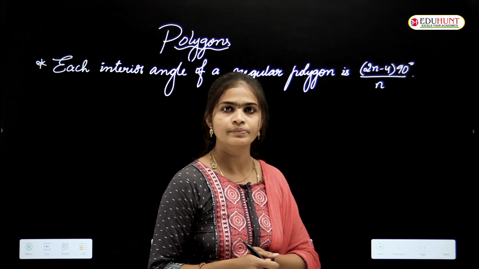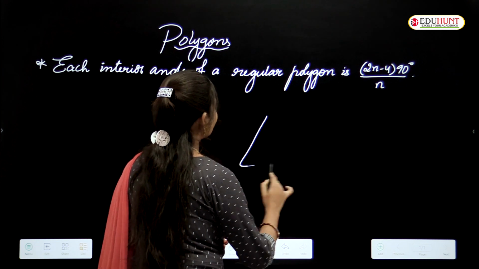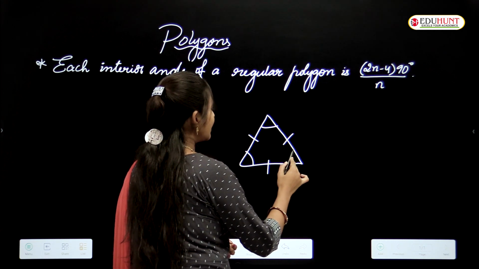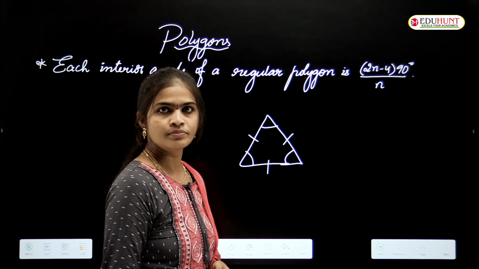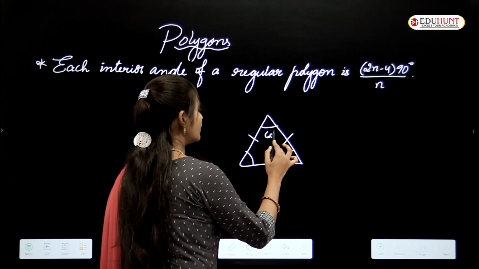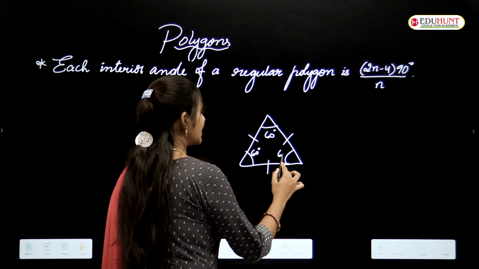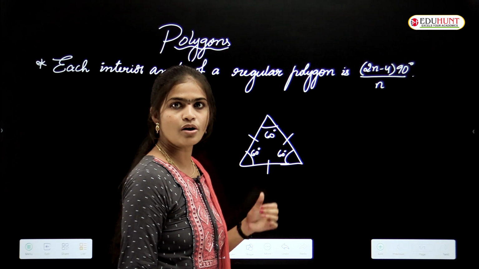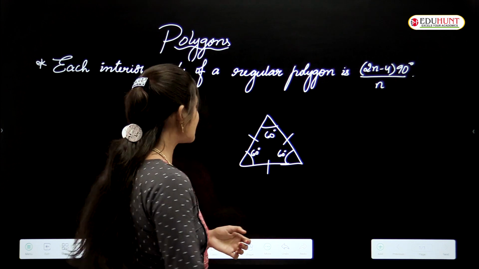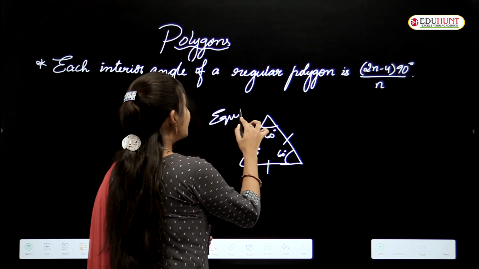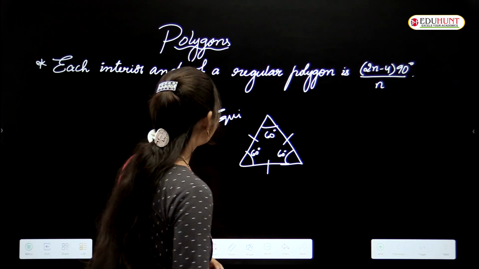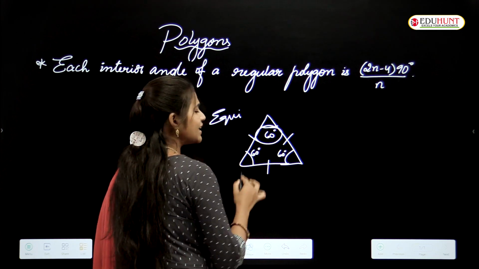So each angle is equal to how much? How can we say? For example, in an equilateral triangle all sides are equal, and we are saying that all angles are also equal. We know that each angle is equal to 60 degrees, no? Why? Because all sides are equal and all angles are also equal. This is an equilateral triangle, that's why all are equal. An equilateral triangle is an example of a regular polygon. Yes or no?